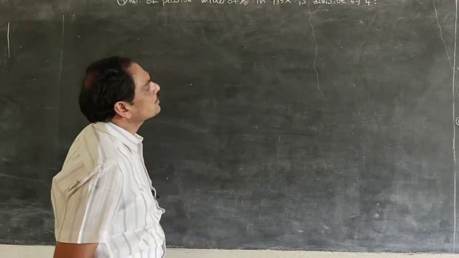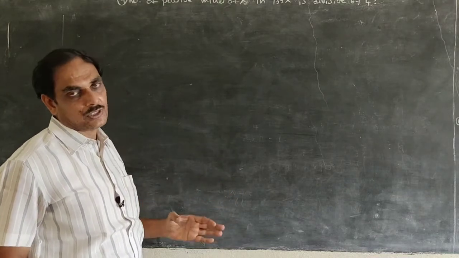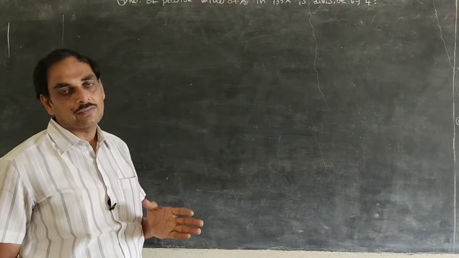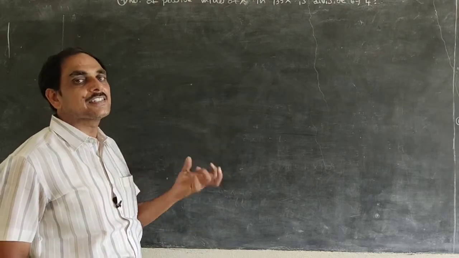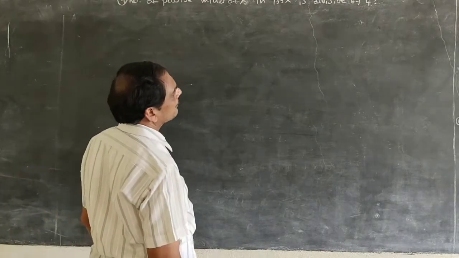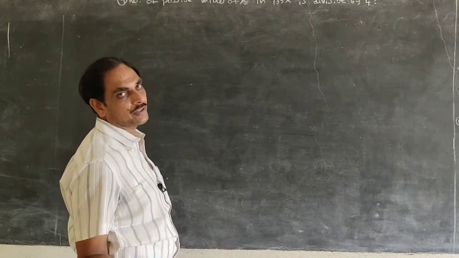So here first we substitute x equal to 0, x equal to 1, 2, 3, 4 and so on. We can substitute the values of x from 0 to 9 only, since x is a single digit number. So if we substitute x equal to 0, then we get 50. 50 is not divisible by 4.